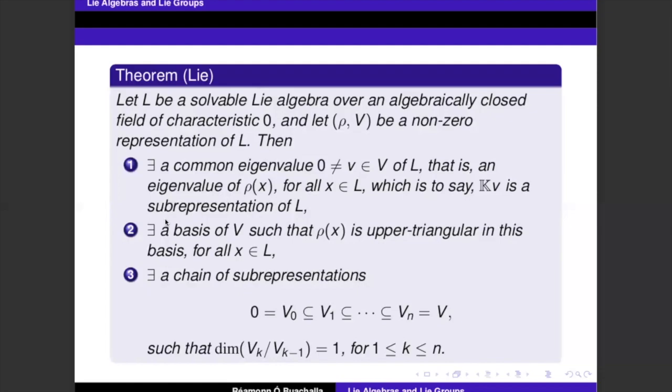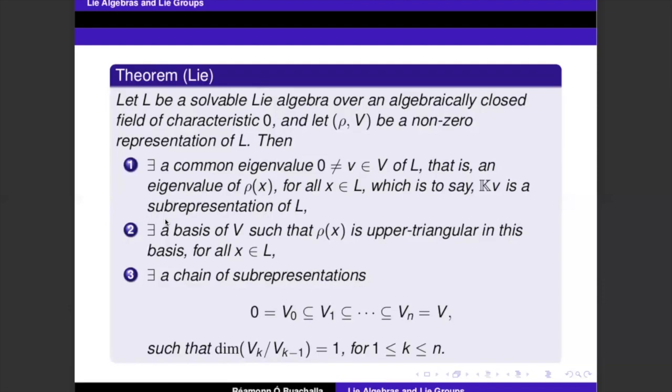Part 3, so there will exist a chain of sub-representations, just written as it is, starting off with 0 and working all the way up to V, such that the dimension of, if we take 2 successive terms in this chain, then we quotient the larger space by the subspace. The quotient that we get is going to have dimension 1.